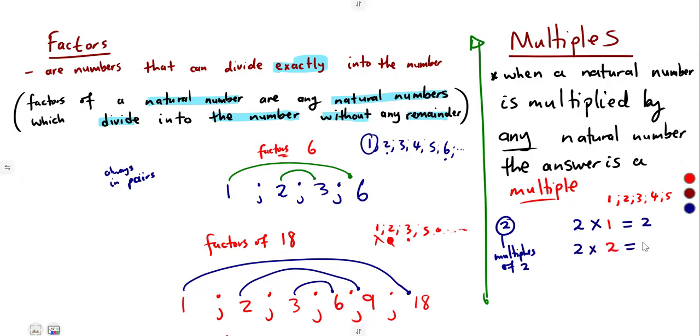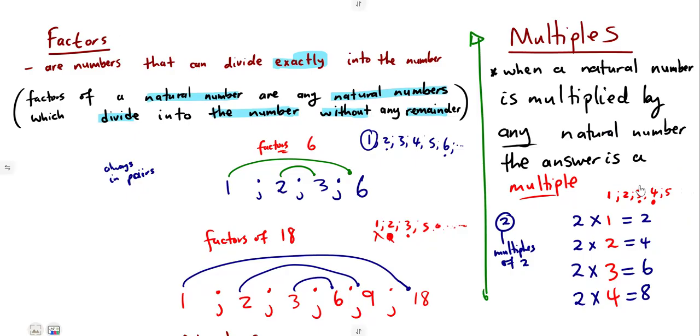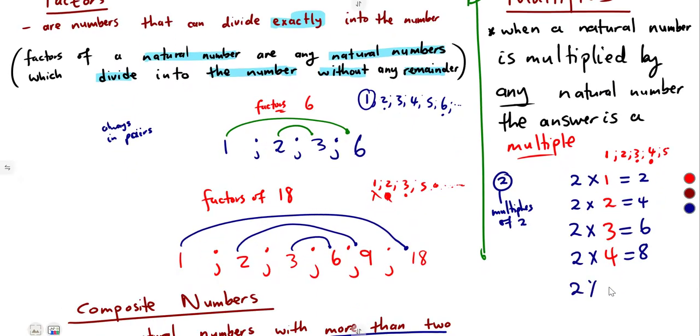2 times 2, it is going to give us what? A 4. You move on, 2 times what? The next is 3, the natural number. It is going to give us a 6. 2 times the following natural number, 4, and this is going to give us what? 8. And so on and so on. 2 times what is following here is a 5. And this is going to give us what? A 10. So these are multiples of 2, the products that we are getting by multiplying by these natural numbers.